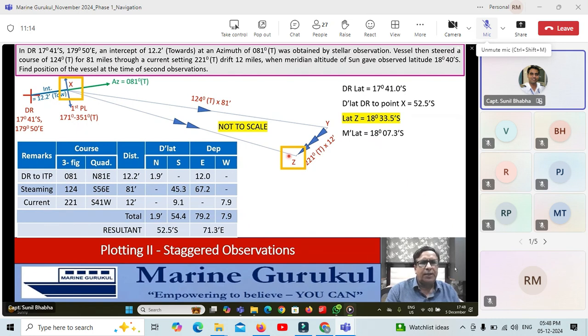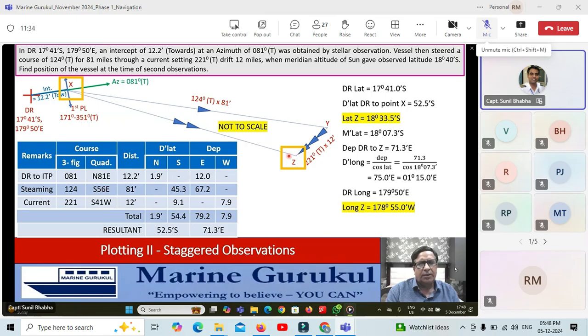We obtain the mean lat between DR lat and Z. We convert the departure into D lat. Sorry, we convert the departure into D long, my mistake. And the D long comes to 1 degree 15 minutes east. We apply this D long to the DR long, and that shall give us the longitude of Z. And therefore, at the end of this working, we are able to obtain the coordinates of point Z.